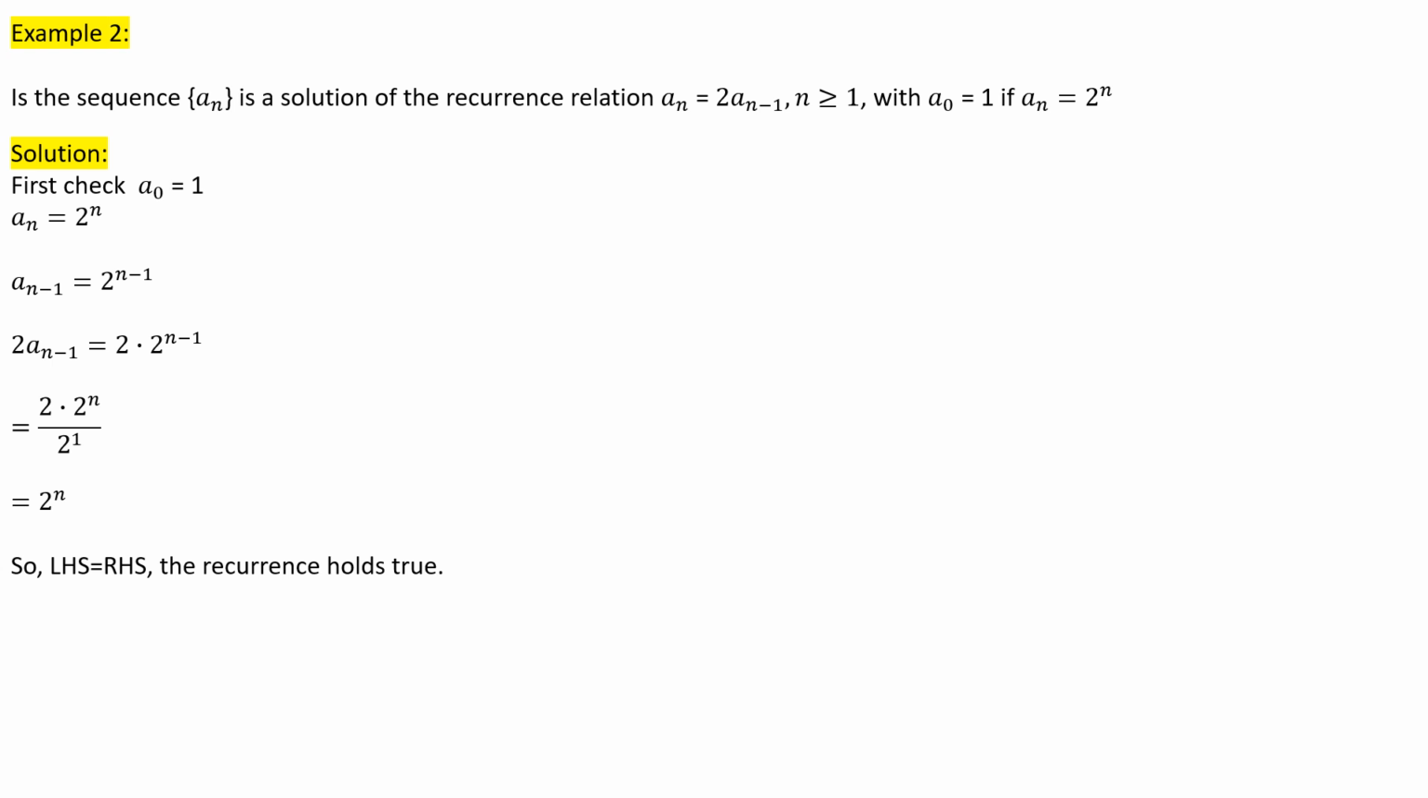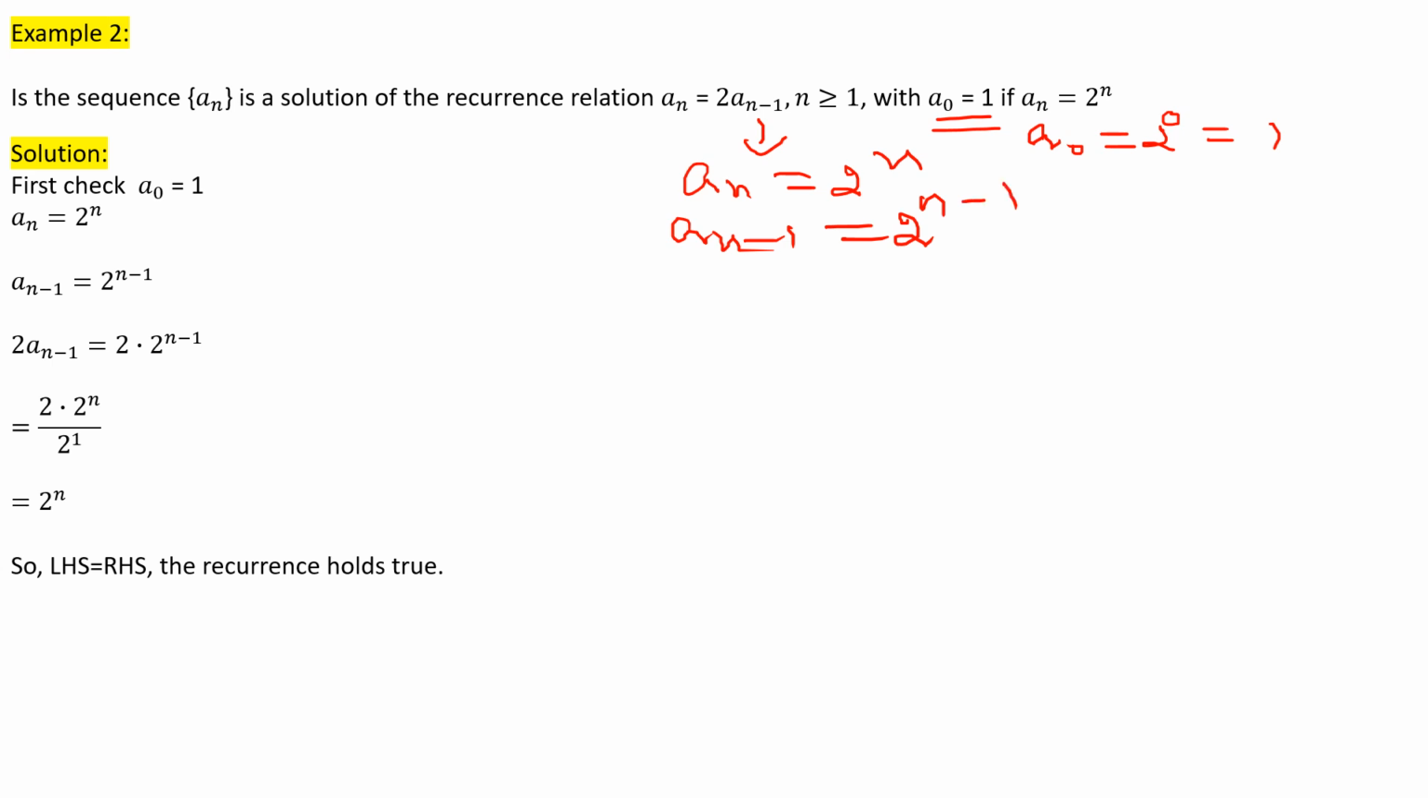Next question, same thing. First we have to check a_0 = 1. So here replace n by 0, you will get 2 to the power 0. So we will get a_0 = 1. Then we have to take a_n = 2^n. Then see this one. So I need a_{n-1}. So a_{n-1} is nothing but 2 to the power n minus 1. That is, replace n by n minus 1.